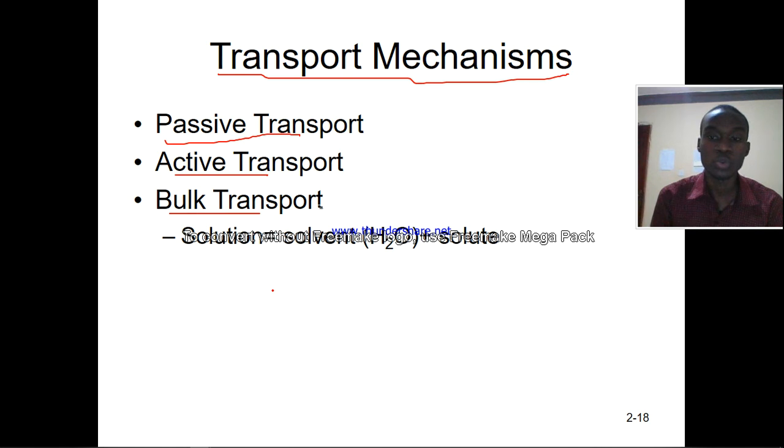Remember, as we are trying to allow something into the cell or take something out of the cell, that something can be in the form of a solute, a solvent, or a solution. So we have those three different forms of molecules: molecules as solutions, molecules as solvents, molecules as solutes. Depending on the nature of that molecule, in relation to those three classes, solution, solvent, and solute, all are independent and they will undertake a different mechanism of being transported across the cell membrane.